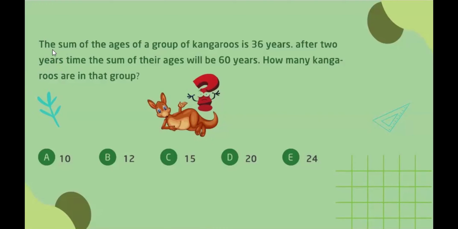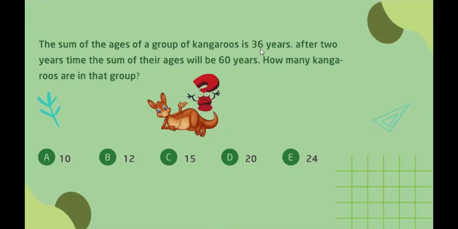Okay, everyone, this is the last question of our session today. The sum of the ages of a group of kangaroos is 36 years. After 2 years' time, the sum of their ages will be 60 years. How many kangaroos are in that group? Okay, let's think about it.